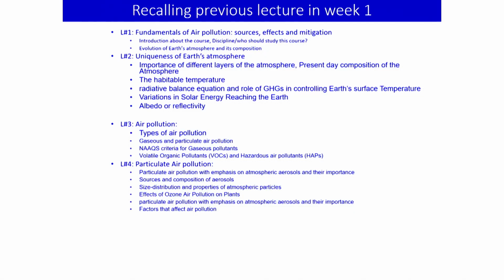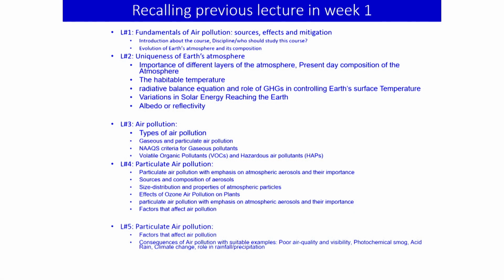In lecture 4 we specifically talked about particulate air pollution, and we emphasized atmospheric aerosols and their importance: the sources and composition of aerosols, size distribution and properties of aerosols, which is very important. Then we also talked about the effect of ozone and ozone air pollution on plants, and how it can affect productivity and other things. And then we talked about factors that control air pollution. This is one of the very important things.